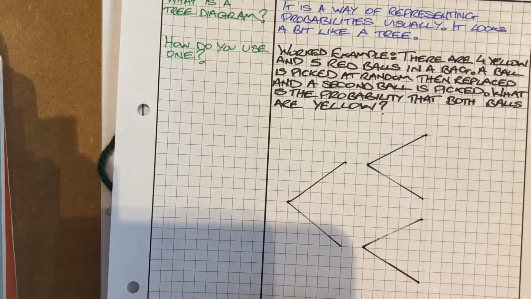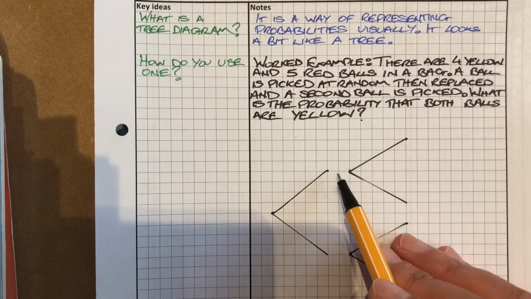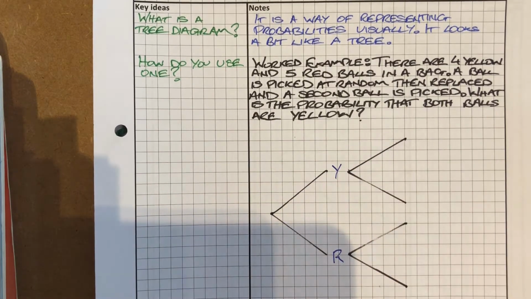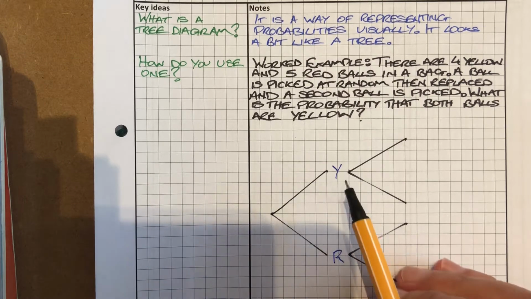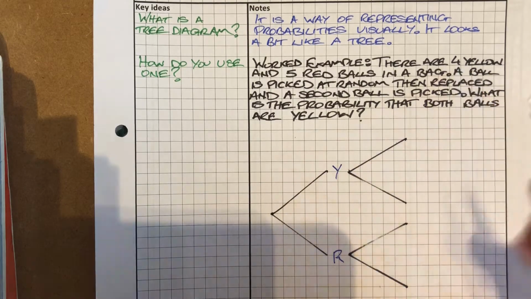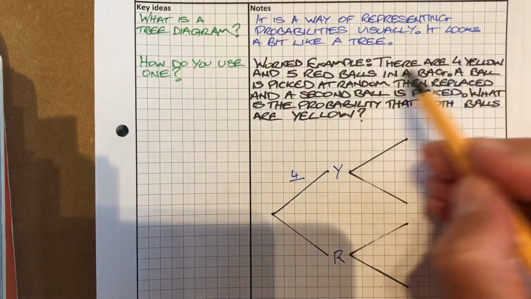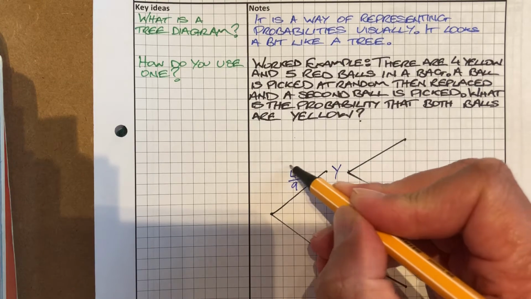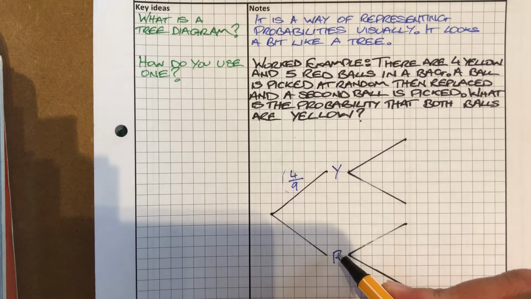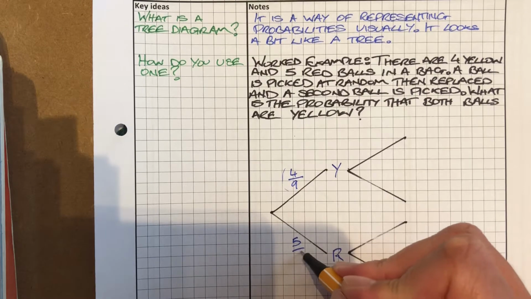This fork here represents choosing the first ball. Now, when we choose the first ball, it could be either yellow or red. The chances of it being yellow, well, count how many yellow balls there are. There are 4. And count how many balls there are altogether. 4 add 5 is 9. So the probability of it being yellow is 4/9, which I write there. The probability of it being red is 5 chances out of 9, and I put that here.